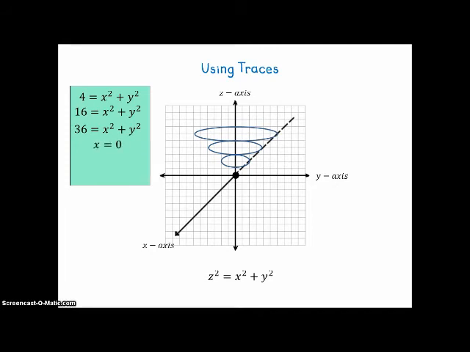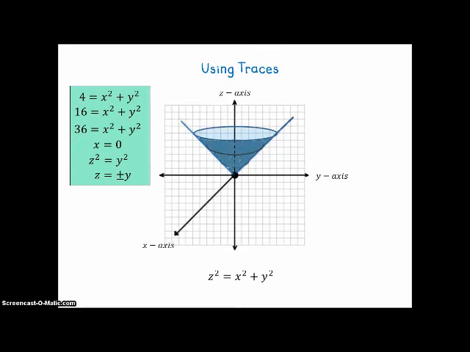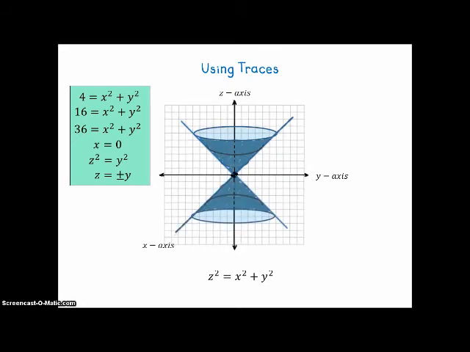Now what if x is 0? Then we're going to be drawing a trace on the yz plane. If x is 0, we get z squared equals y squared, or z equals plus or minus y, which are 2 lines. And then we can shade that in, and of course z could be negative as well, so we have a similar shape down below the xy plane. So something like that.